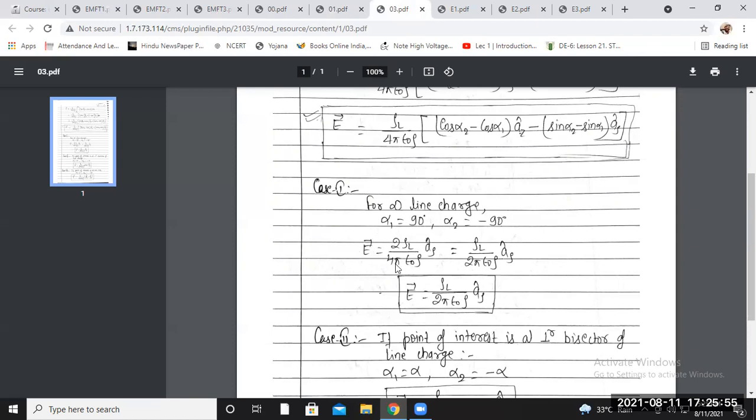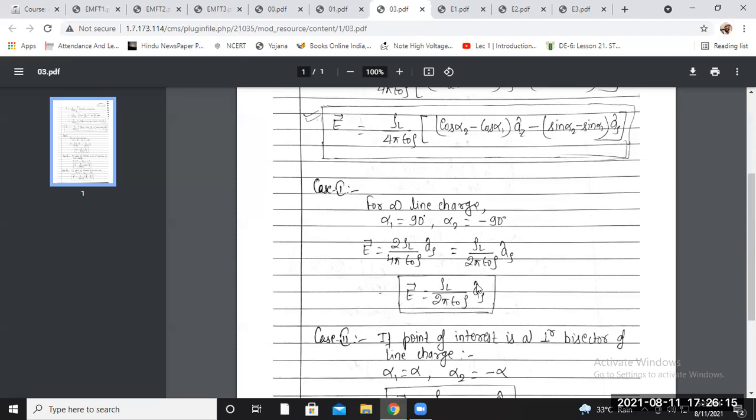So just put the value of alpha 1 and alpha 2 in this equation. You will get E equal to 2 rho_l upon 4 pi epsilon naught rho a_rho cap, that is rho_l upon 2 pi epsilon naught rho a_rho cap. That is the electric field intensity if the line charge is of infinite length.